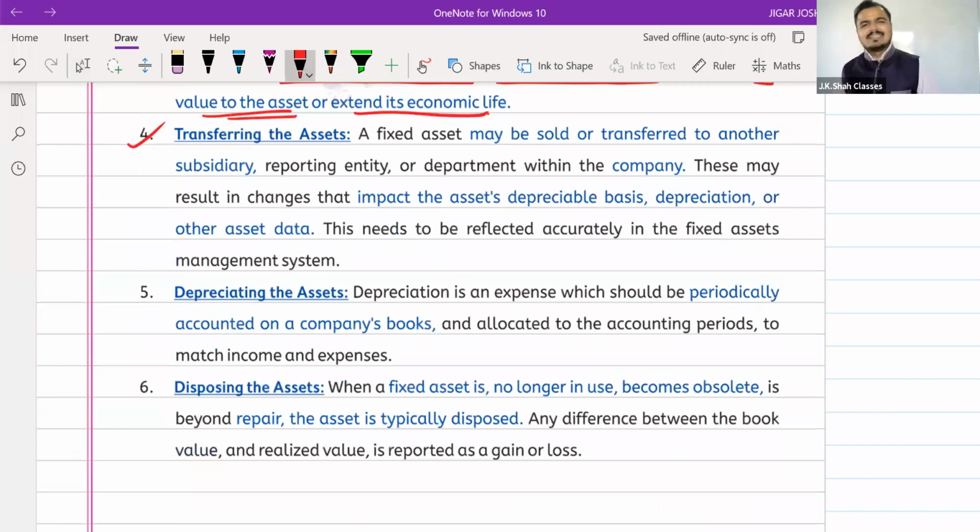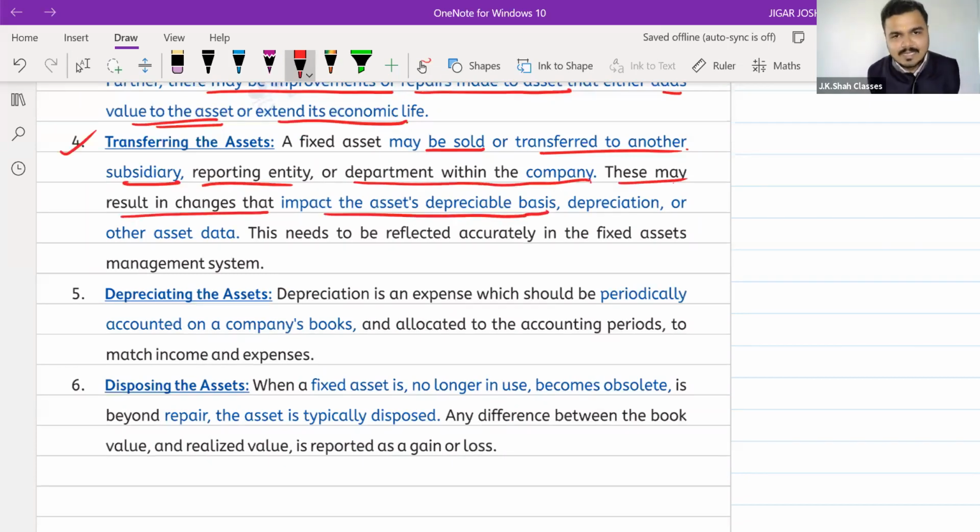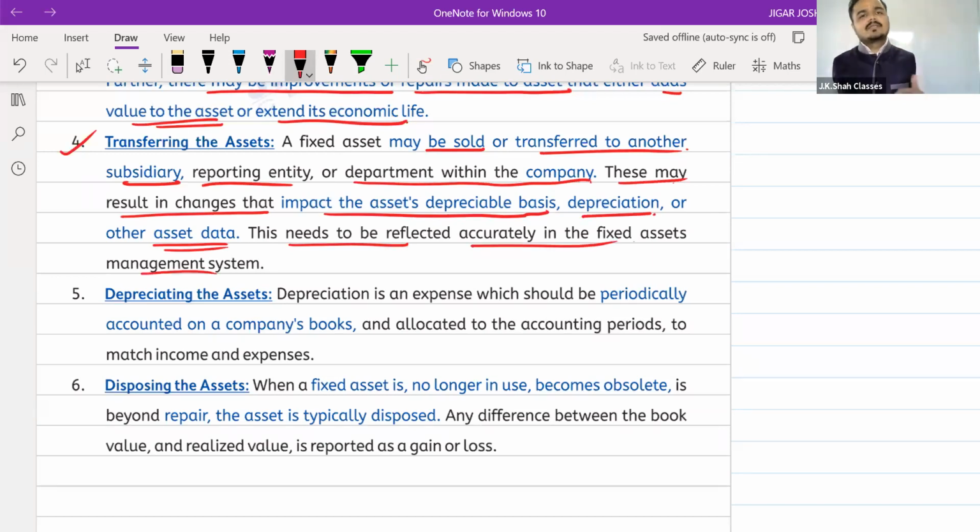Moving ahead to the fourth one, ladies and gentlemen, it is transferring the assets. Transferring the assets is nothing but maybe selling off, or maybe transferring to another department of the same entity. Fixed assets may be sold or transferred to another subsidiary company, reporting entity, or a department within the company. This may change the asset's depreciable basis, depreciation, and other asset data. Whenever we are selling or recording any asset, the entire module gets affected. Last but not the least, this needs to be reflected accurately in the fixed assets management system.